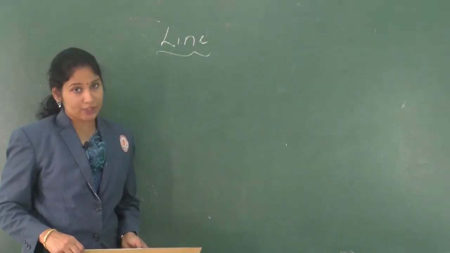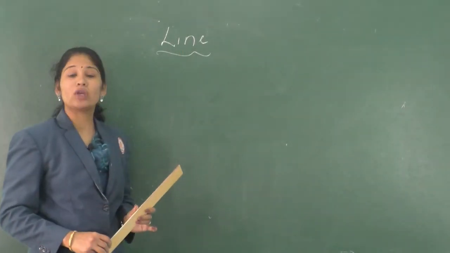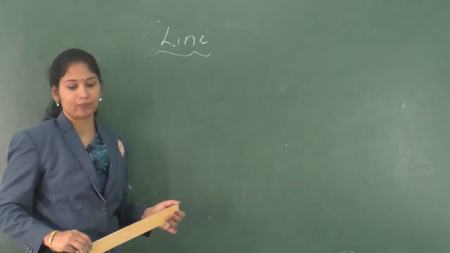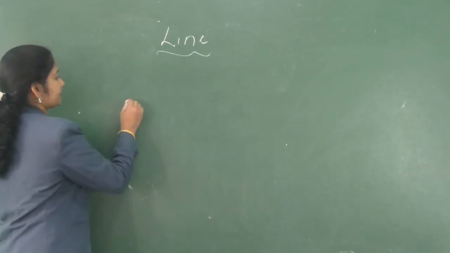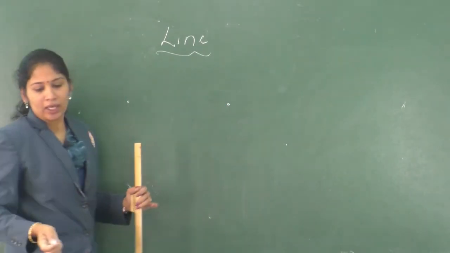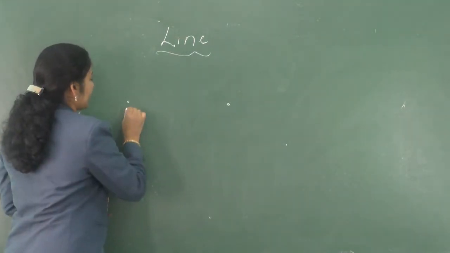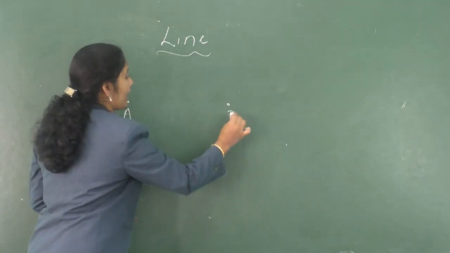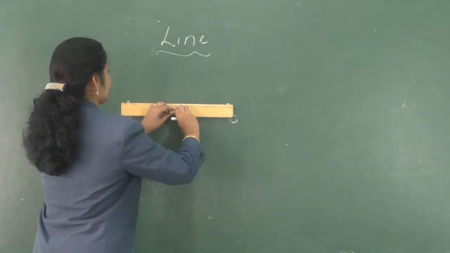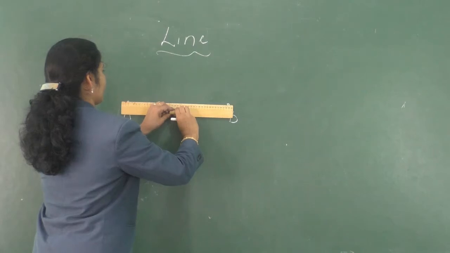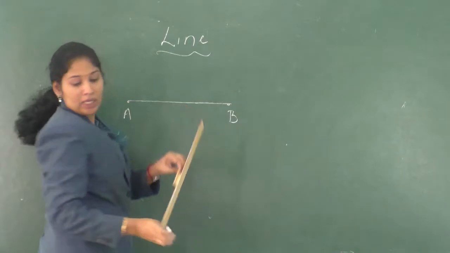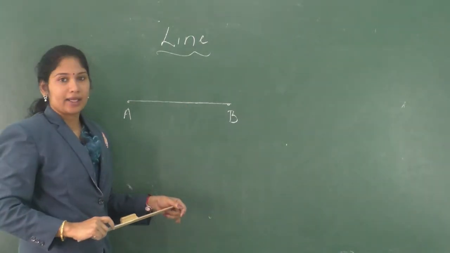Children, let's move to the next topic, line. We already learned a point shows a definite position or location. Let me mark 2 points, and I mark A and B. Now connect those points. This is what we call a line.